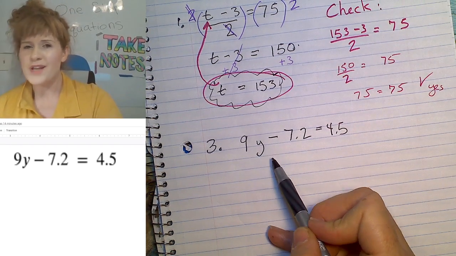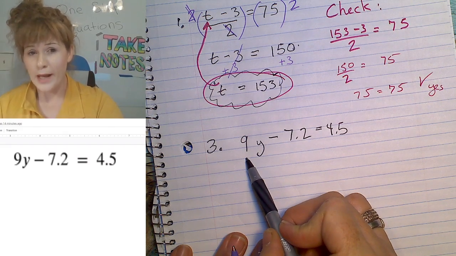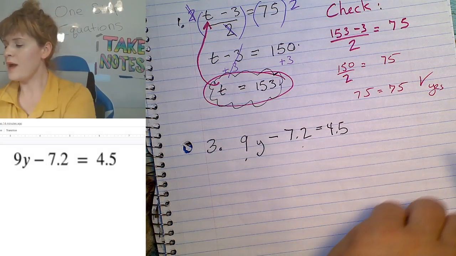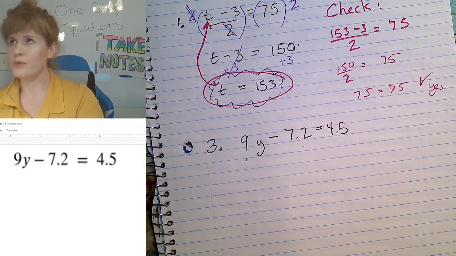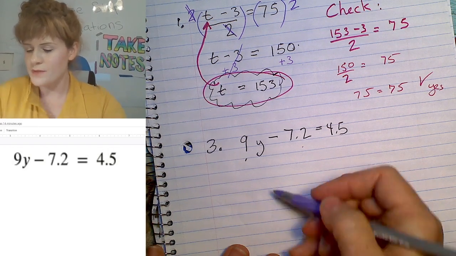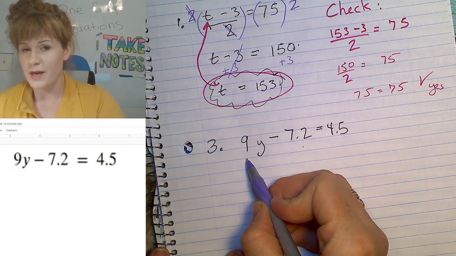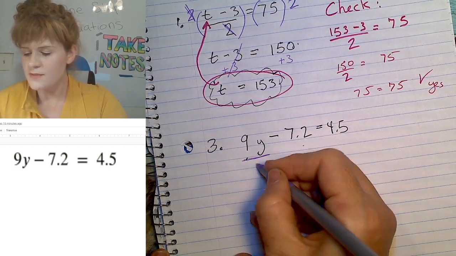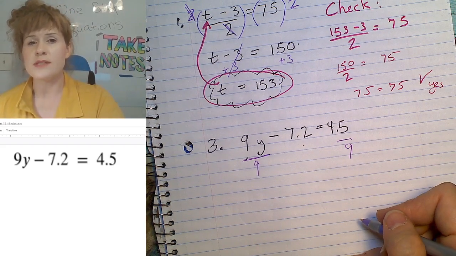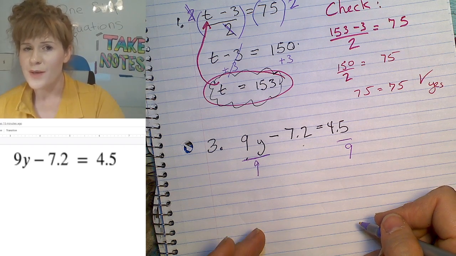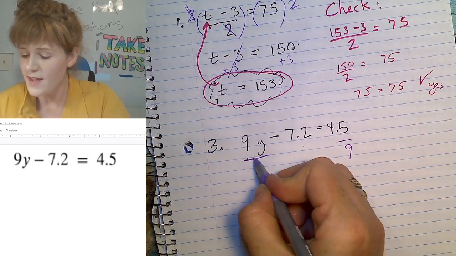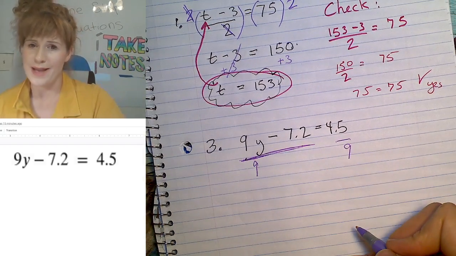Okay, what should I do first? Should I divide by 9? Or should I add 7.2 to both sides? Okay, well, I'm going to do it the wrong way first. Or it's not wrong, but it's going to take longer. Watch what happens if you get confused and you think, oh, I need to divide by 9 first. Well, if you just divide like that, you've made a big mistake because you have to do the same thing to both sides of the equation. But you only divided one term by 9. You can't do it that way. You have to divide the whole left side by 9.